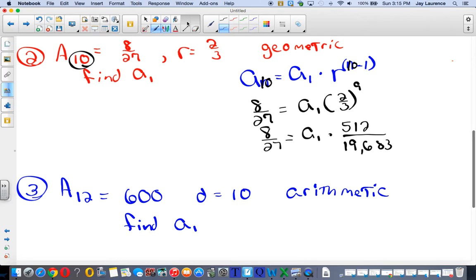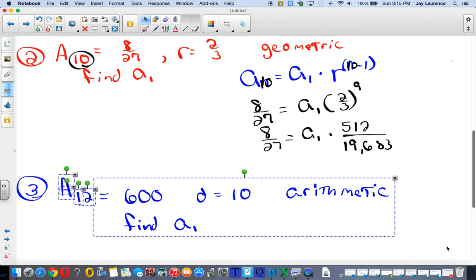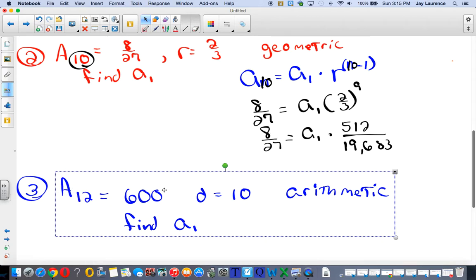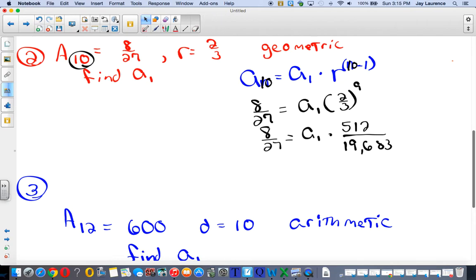19,683. Now, you are allowed to use calculators to help you do these problems. Some of it you shouldn't need them, and then on other ones, of course you're going to need it. So I don't have a problem if you start using a calculator.